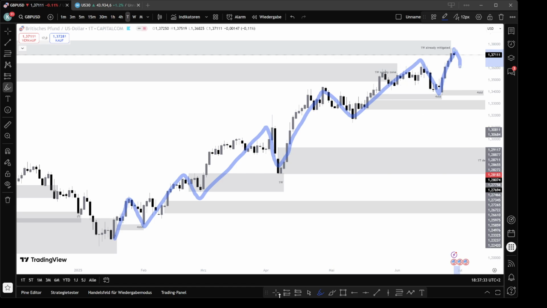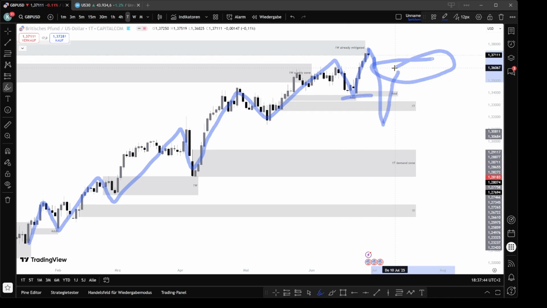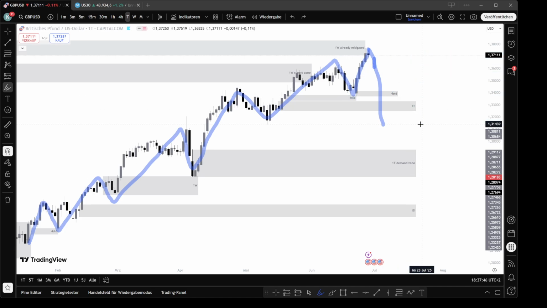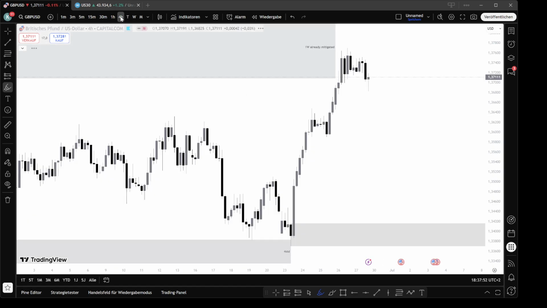Another possibility for us is to wait for price to come down, break the structure, form a lower low, and give us a retracement for us to enter the trade around here and take the sell. But it doesn't always happen that way. So remember, it doesn't always happen that way. So what I'm expecting is for price to give us an opportunity.